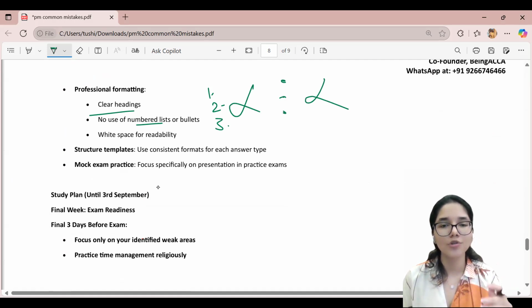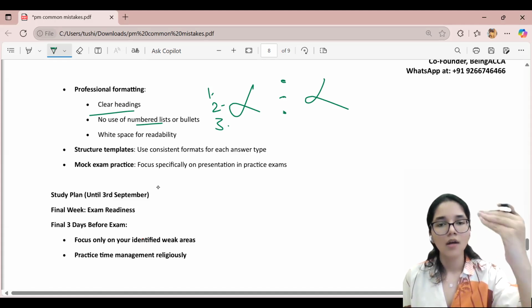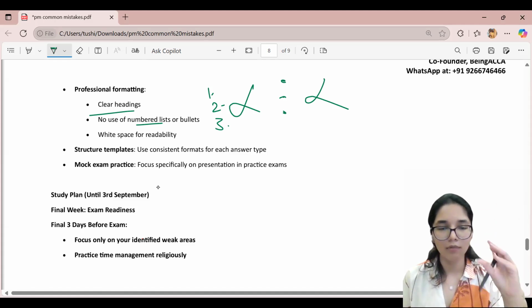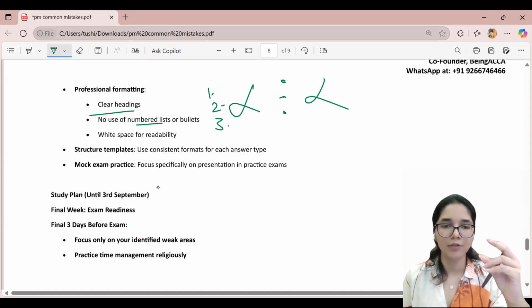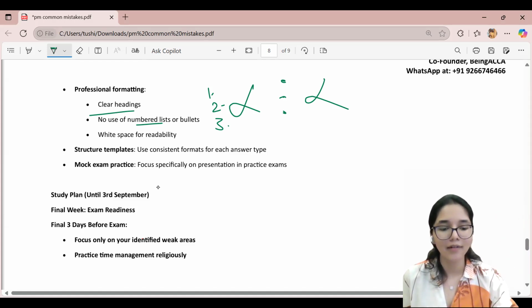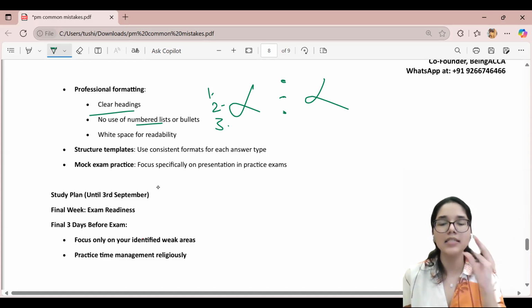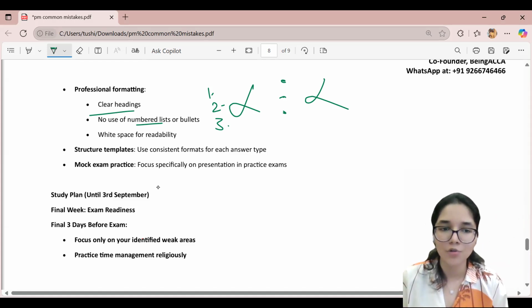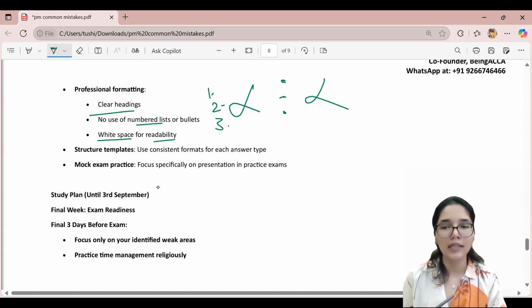So your answers should be: subheading in bold, leave a line, answer your question in 2 to 3 sentences, small paragraphs, leave a line, next subheader, explain that, leave a line. This is the clear professional format that you should be following, and there should be ample white space for readability.